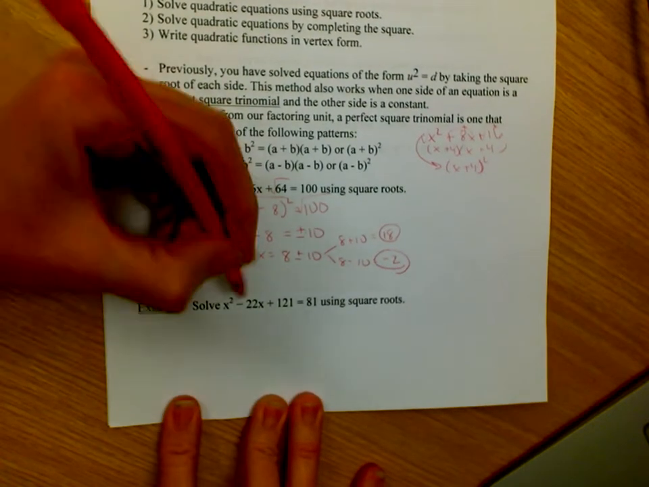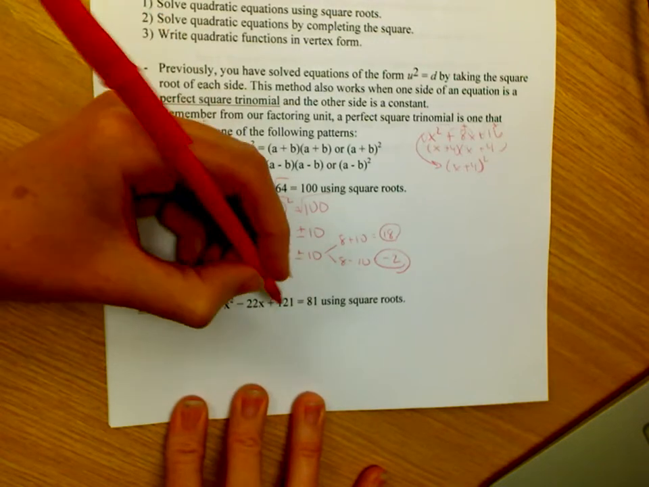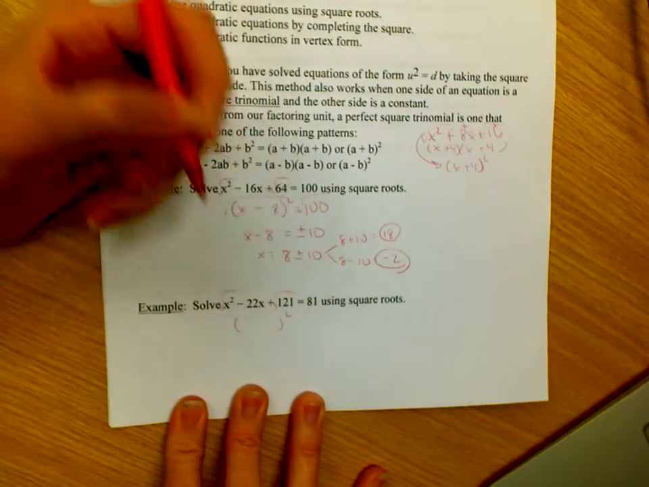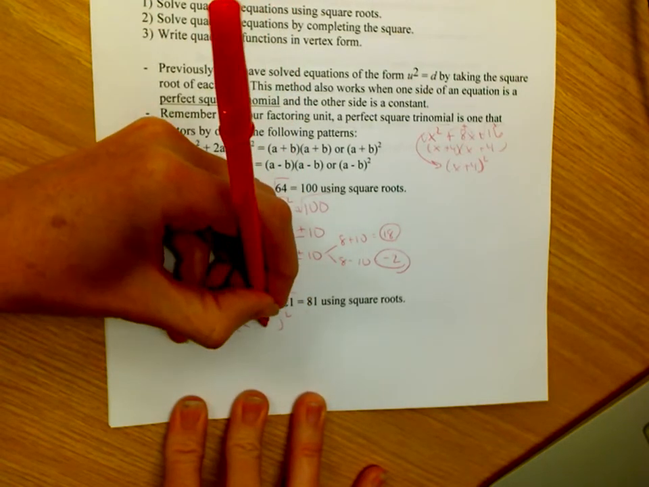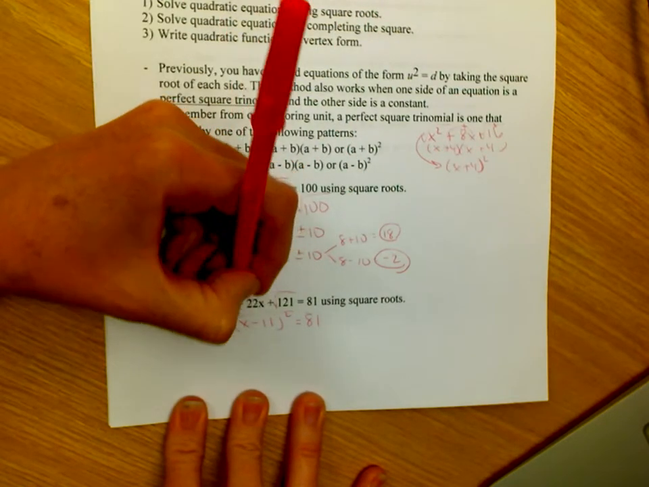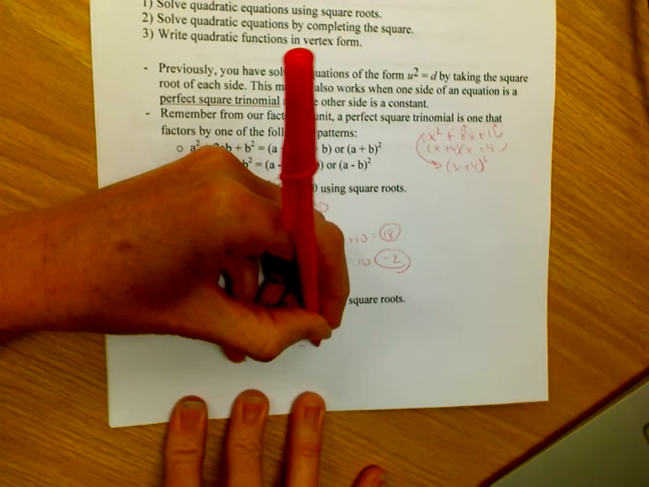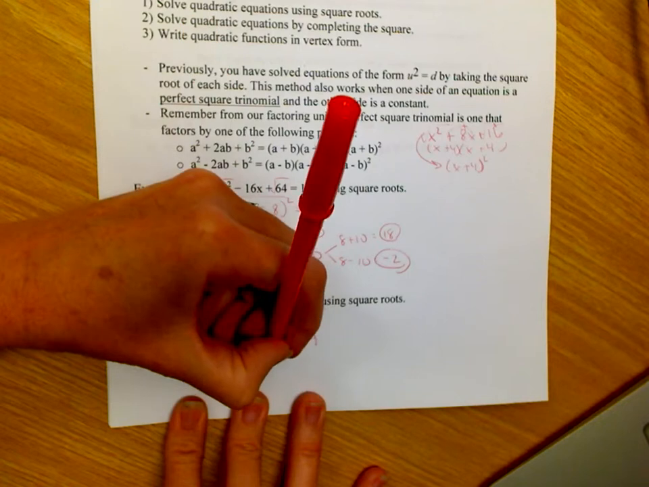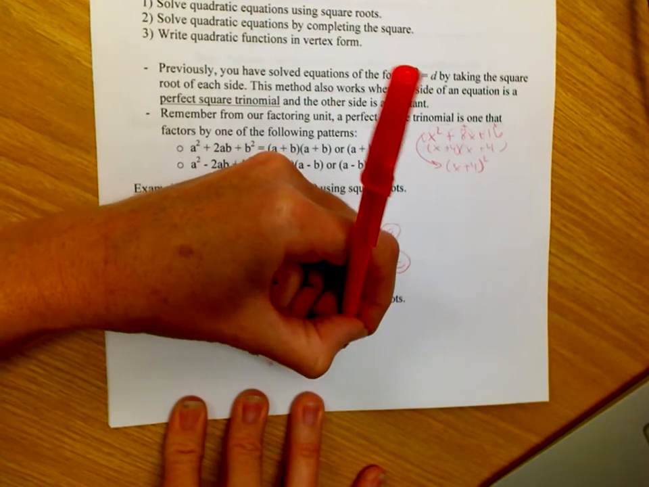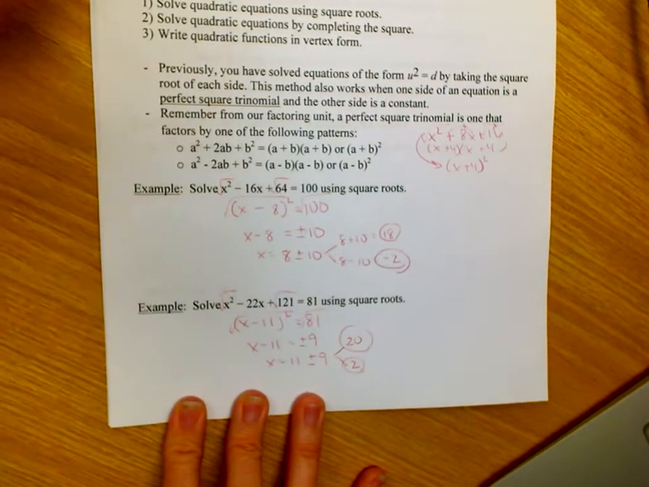Looking at another example. x squared minus 22x plus 121 equals 81. Because this and this are perfect squares and the middle fits the pattern, this is going to go down to x minus 11 squared equals 81. And then I can square root both sides, and I end up with x minus 11 equals plus or minus 9. And then when I add 11, I have 11 plus or minus 9. 11 plus 9 is 20, and 11 minus 9 is 2. And there are my two solutions.